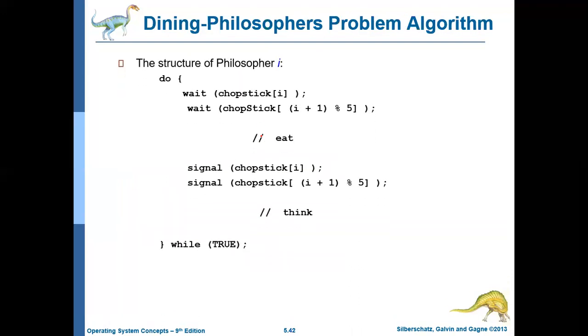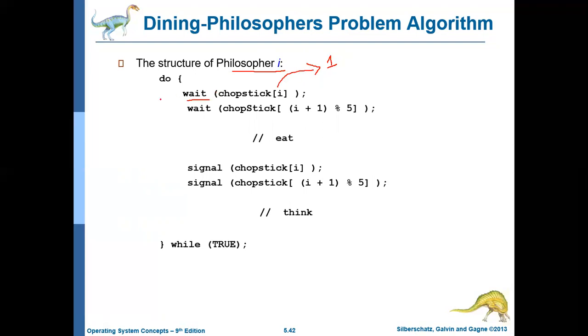Okay, so this is how the solution is given for the dining philosophers problem. If philosopher i wants to eat, then he will call a wait operation on the ith chopstick. Basically, this chopstick[i] is a semaphore. If somebody is already using it, then it will be 1, or you can call it a lock. If somebody is using this, it will be 1. If nobody is using this, then it will be 0.